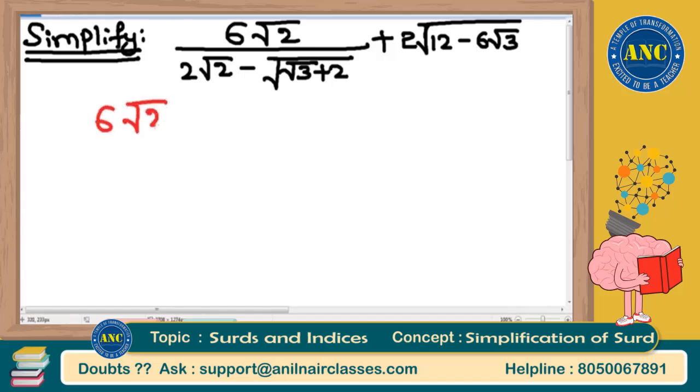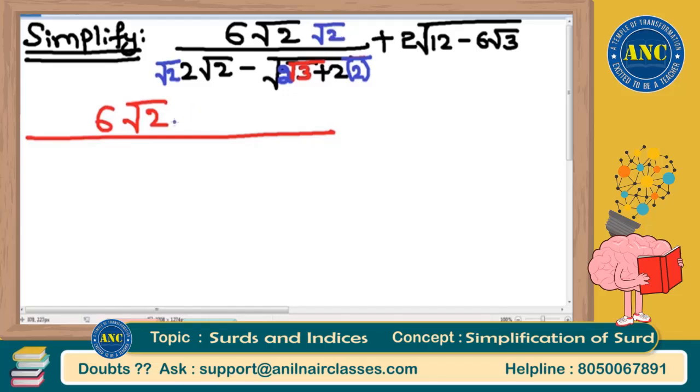6 root 2 divided by... I have a root 3 term here, but 2 is not present here. That is my concern. I will multiply with that 2 inside the square root, and I will multiply with that 2 here also inside the square root. That means outside I am multiplying by root 2, and also the numerator I am multiplying by root 2, right?